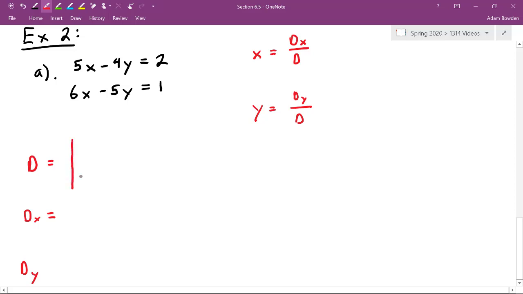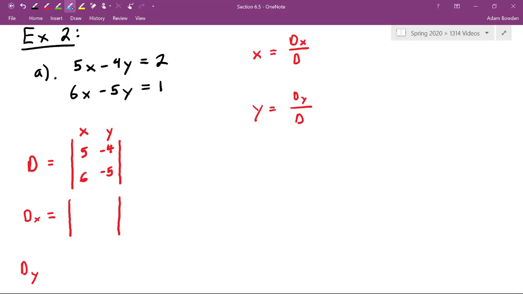So what I'm going to do here is set it up with the x coefficients and the y coefficients. Down the first column I put 5 and 6 for the coefficients of x. Down the y column I put -4, -5 for the coefficients of y. When I do dx, I take the first column, and instead of putting the x coefficients, I put the constants 2 and 1 down that column. -4, -5 still stay for the y column.